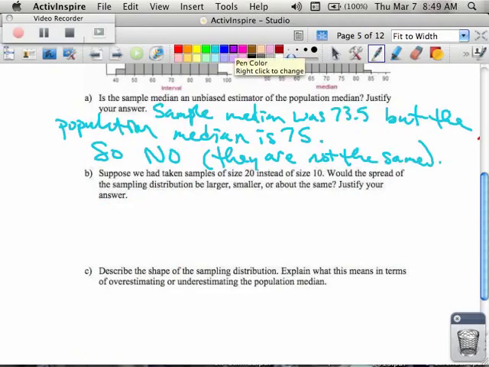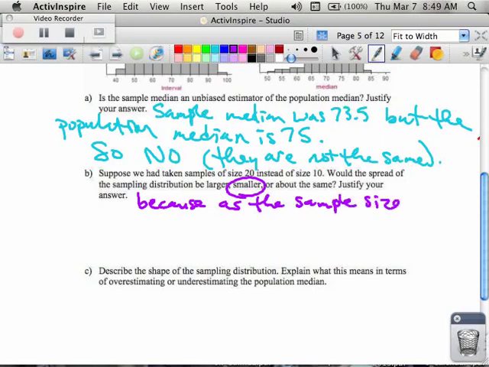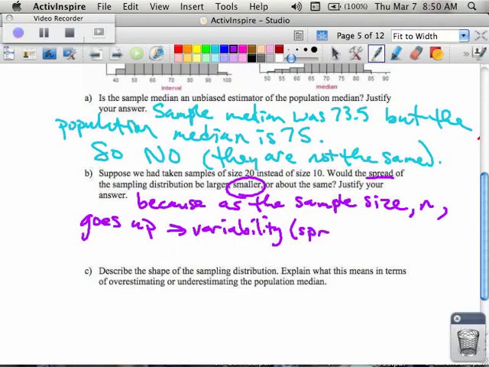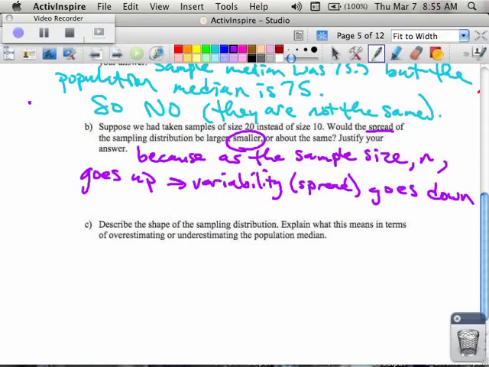We just learned that our sampling distribution would have a spread that would be smaller because as the sample size n goes up, variability, and in this case I think they talk about spread, goes down or decreases. I was told there were going to be two.